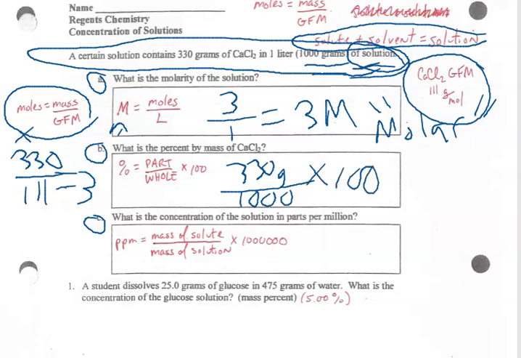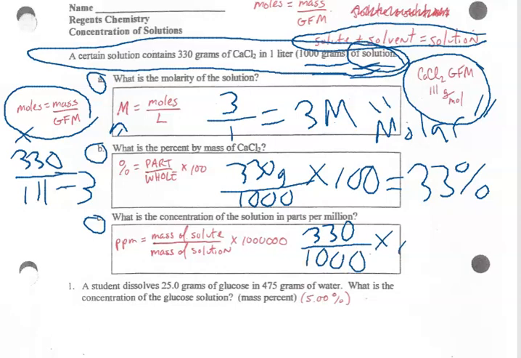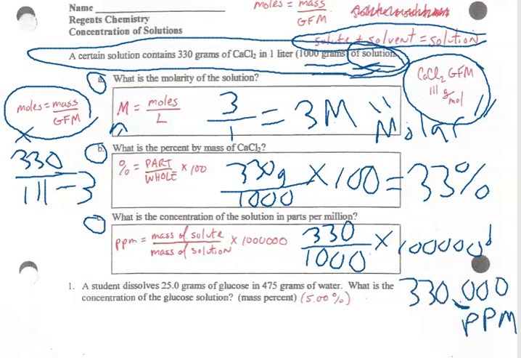We put 1,000 then below, and don't forget times 100. Plugging it into the calculator, we get an answer of 33%. Same solution is a 3 molar solution, or 33% by mass. For the last one, it's going to be the mass of the solute again, which is the 330 grams over the 1,000 grams of solution. Now we're timesing by 1,000,000 instead, which is 10 to the 6. When we do that, we get an answer of 330,000 parts per million. Same solution, 3 different ways.